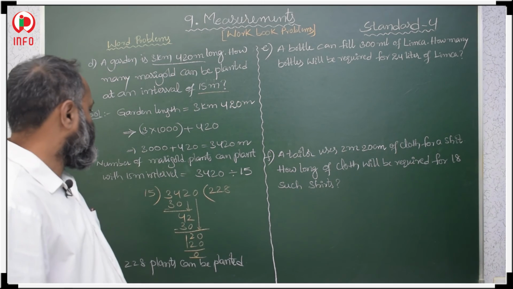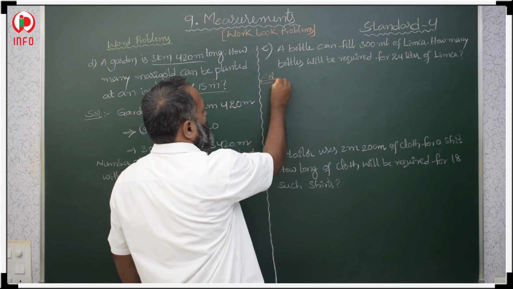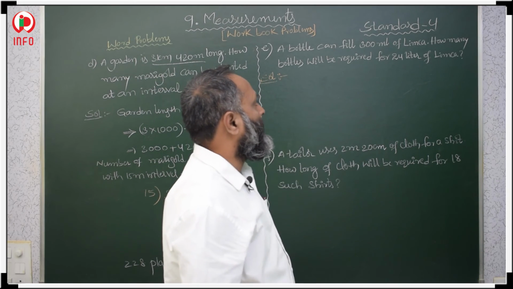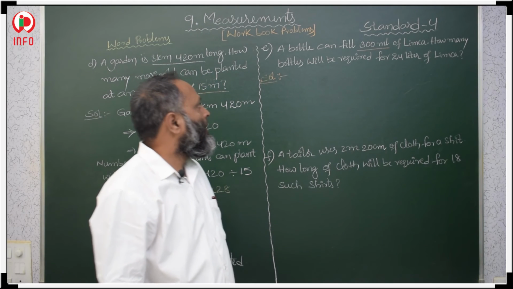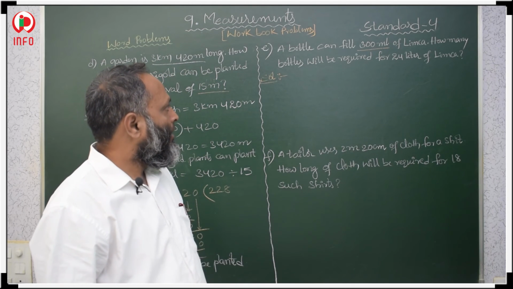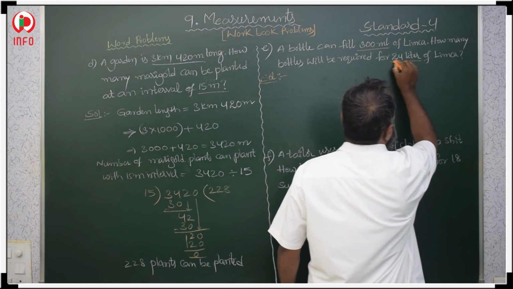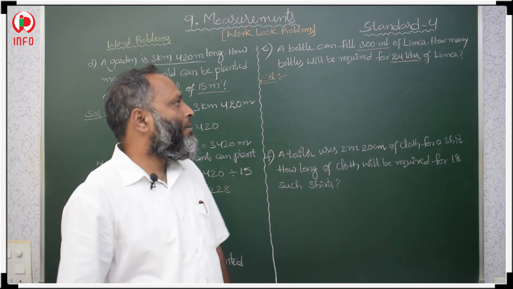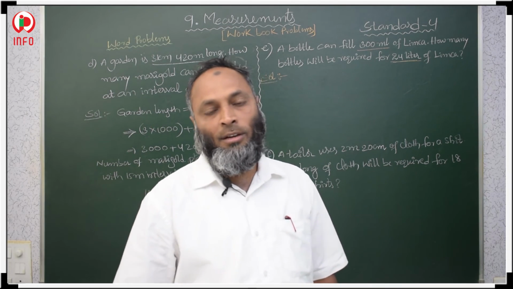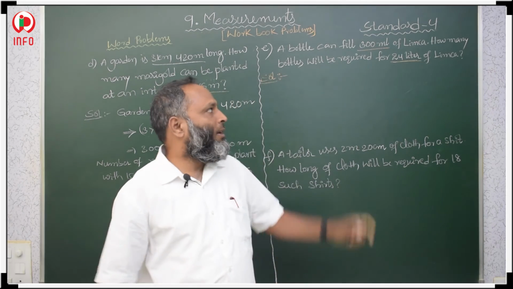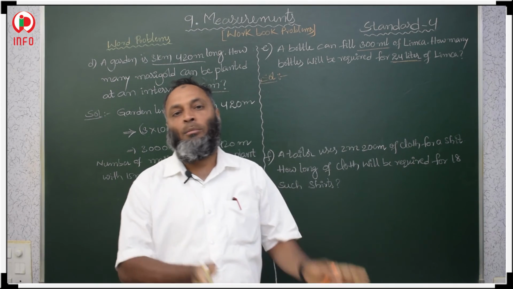Okay. The next question. A bottle can fill 300 ml of Limca. So, how many bottles will be required for 24 liters of Limca? Here 24 liters is given. First, we should convert that liters into milliliters. After converting into milliliters, in one bottle 300 ml of Limca is there. In total this much capacity, how many bottles can be prepared?